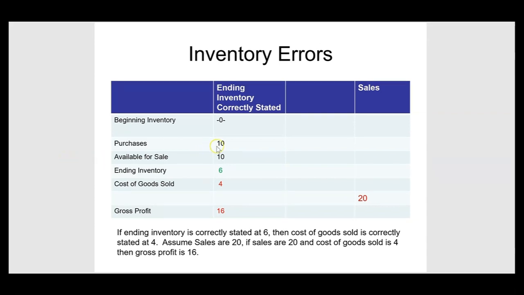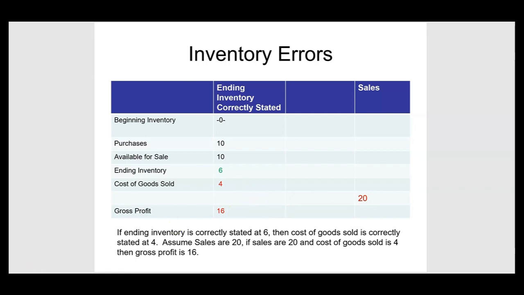And yes, there's dollar signs in front of every single one. So that means if beginning inventory is $0 and purchases are 10, then there's $10 available for sale. If ending inventory is worth $6 at cost, then the cost of what was sold must be $4. Now, if sales were a $20 retail price, right, if we took in $20 to sell our goods, then our gross profit on sales is the sale price of 20 minus cost of goods sold of 4, or a gross profit of 16.